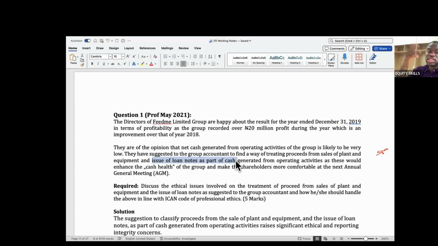And following from the above, the actions that should be taken by you: first, you educate the directors, you assume that they don't know. You educate them that we cannot treat this thing this way, because if you treat it this way, it will be against IAS 7. You speak with them. If they don't listen, go to the audit committee of the board.